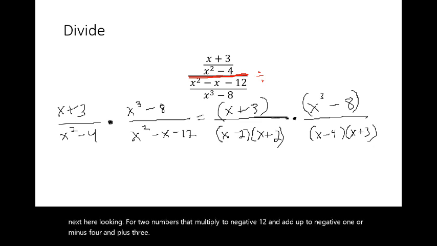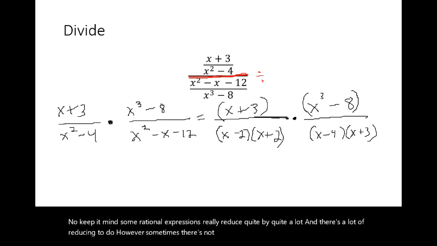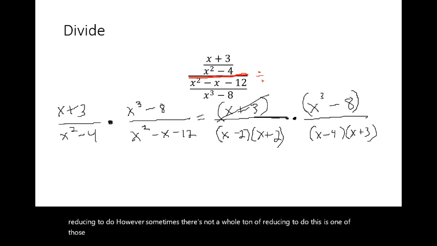Now, keep in mind, some rational expressions really reduce by quite a lot, and there's a lot of reducing to do. However, sometimes there's not a whole ton of reducing to do. This is one of those. So this x plus 3 can cancel out with this x plus 3, and that's it.